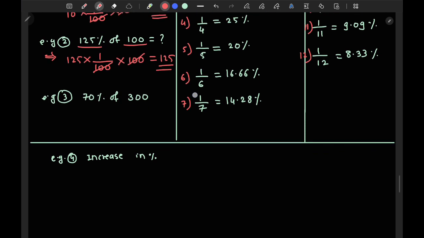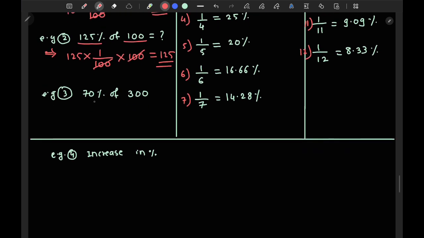Simple concepts. Again, 70 percentage of 300 we have to find out. So 70 as it is, for percentage we will put 1 by 100, of 300. Now solve this equation. This 100 and this 100 got cancelled. 7 3s are 21, so 210, and hence 70% of 300 is 210.